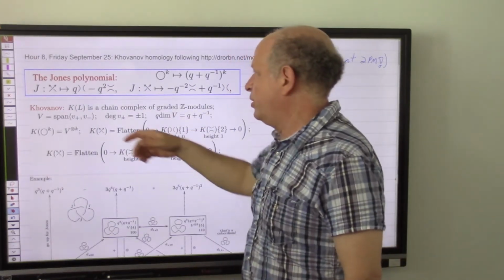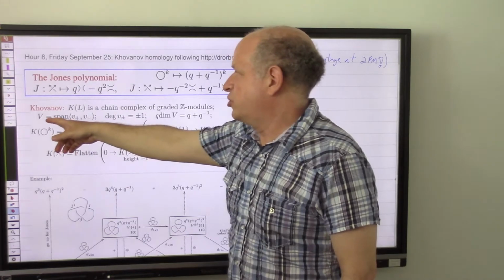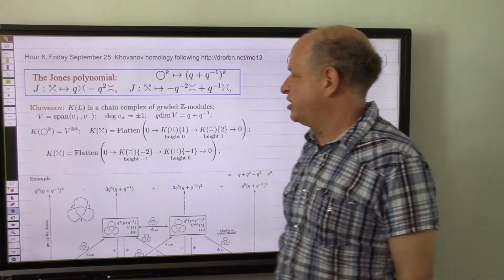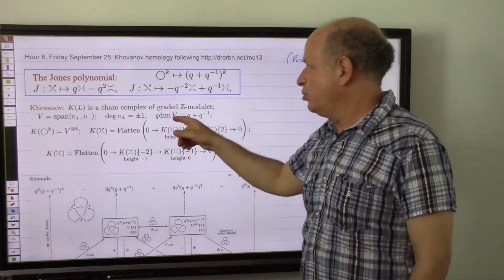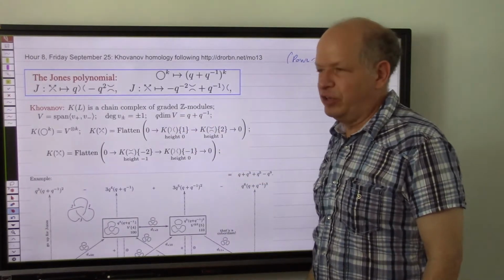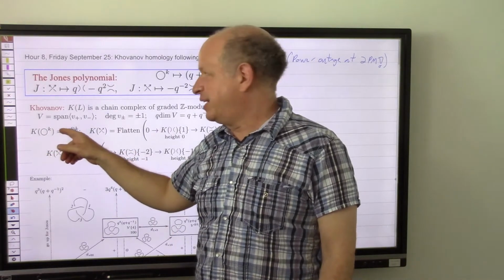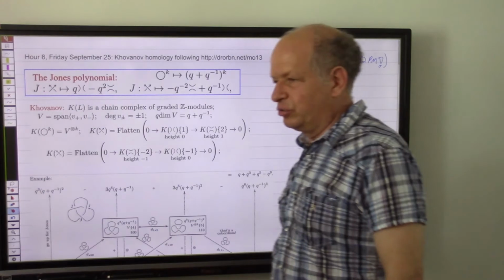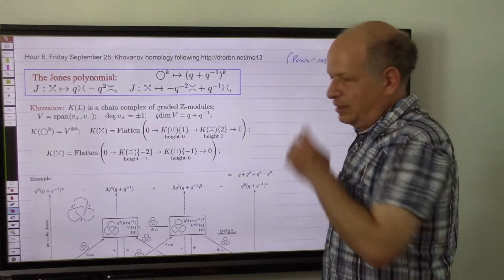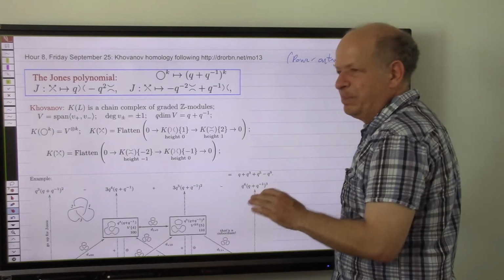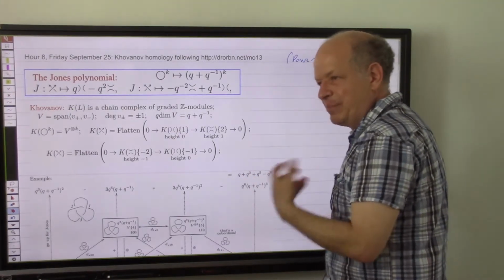And you need the following definition. The vector space V is the span of v plus and v minus, where the degrees of v plus and v minus are plus or minus 1. And then the q dimension of V is q plus q inverse. You map a circle to the k to V tensor to the k. And here comes the interesting part, or the interesting summary.